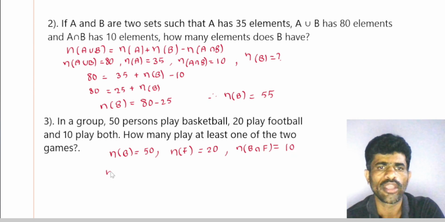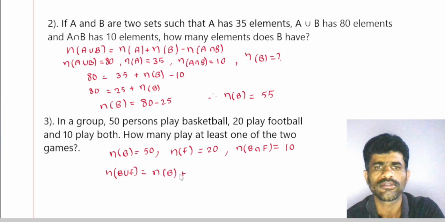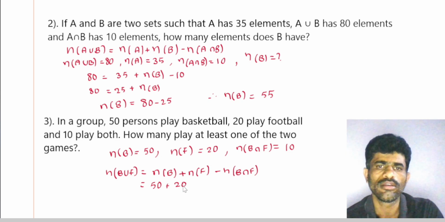Use the formula again. We know n of B union F, because here we have taken B and F, so B union F is equal to the formula n of B plus n of F minus n of B intersection F. So here n of B is 50, n of F is 20 and n of B intersection F is 10.